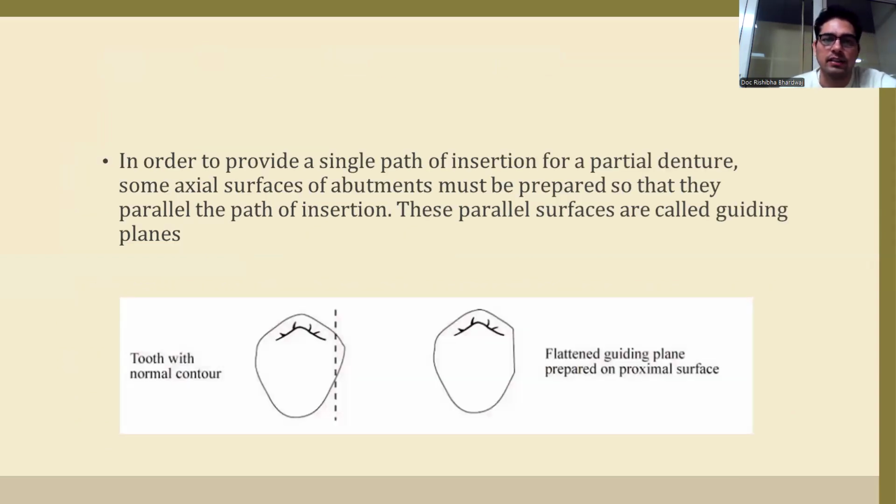In order to provide a single path of insertion for a partial denture, some axial surfaces of the abutment must be prepared so that they become parallel to the path of insertion. These parallel surfaces are called guiding planes. As we can see in this picture, there was an interference in the placement. In the second picture, we can see we have flattened that projecting part. It means we are making the guide planes. These are the planes that will guide your prosthesis to be placed properly into the patient's mouth.